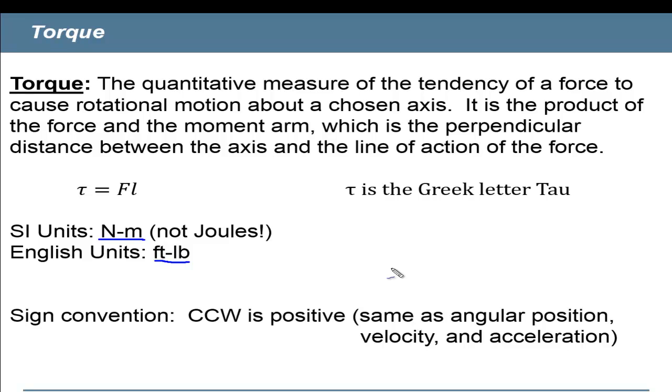The sign convention is the same sign convention that we used in chapter 9. It wouldn't make sense to change it up now, right? So a counterclockwise direction is a positive torque, and that's the same as angular position, angular velocity, and angular acceleration.